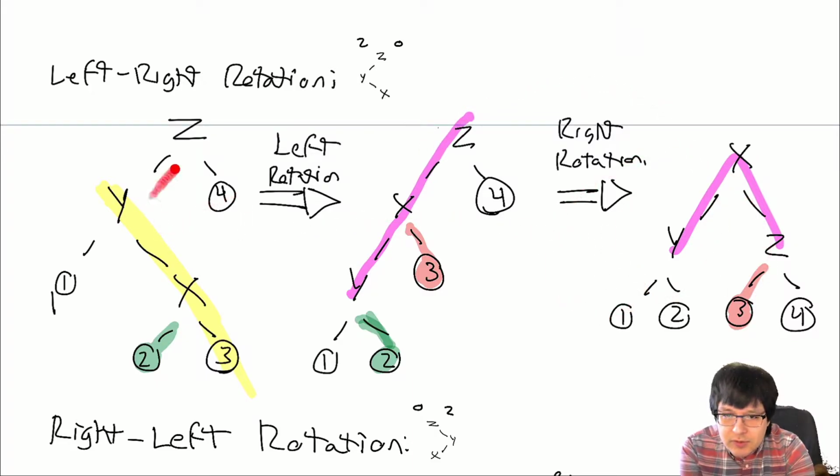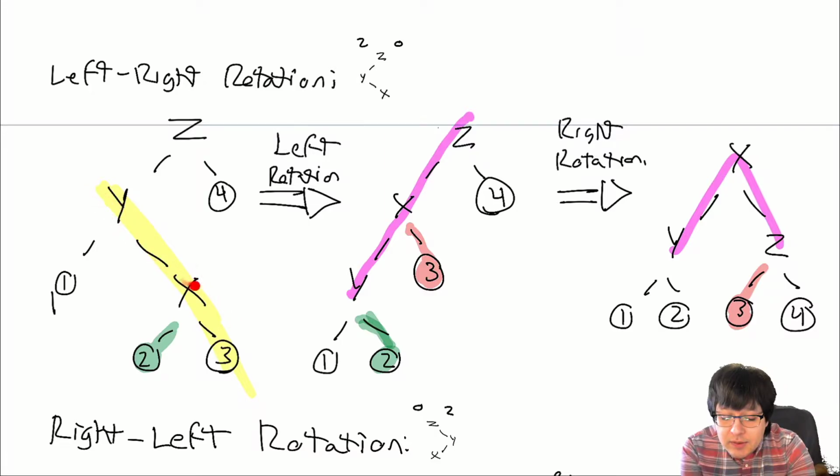So this is a two-step process. Technically speaking, it is known as a left-right rotation. So it's technically one rotation, but it really is done as a combination of two rotations. It's essentially doing a left rotation on the child and grandchild, and then a right rotation on the actual original node with the other two nodes, okay?